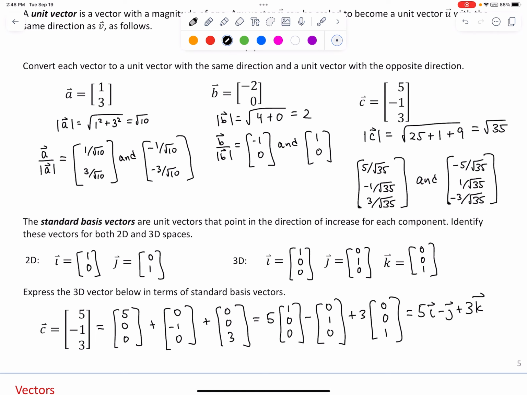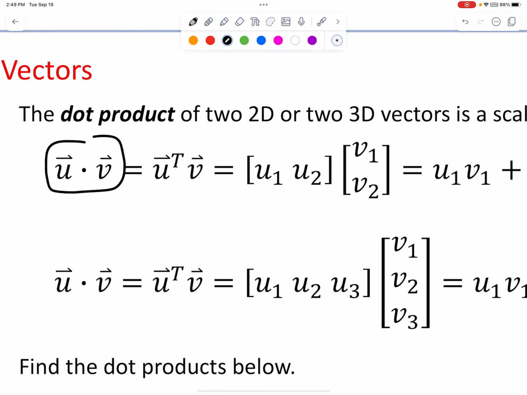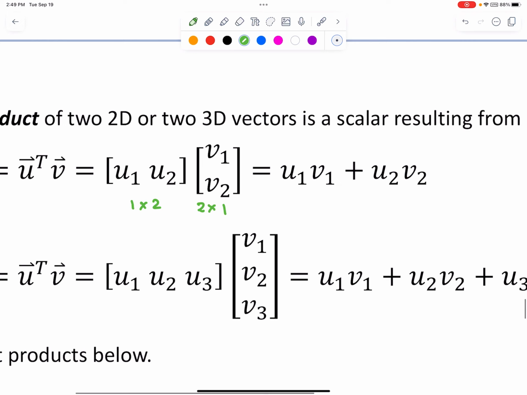Okay, let's go to the next page. The dot product of two 2D or two 3D vectors is a scalar resulting from matrix-matrix multiplication as shown below. So when you see a dot between two vectors, such as this, then we are doing what's called the dot product. One way to think of the dot product is to do the transpose of vector u and then multiply that by vector v. So when we think of this as matrix-matrix multiplication, this is a 1 by 2 matrix multiplying by a 2 by 1 matrix. So this matrix-matrix multiplication is defined, and we should get a 1 by 1 back, which is a scalar. This matrix-matrix multiplication yields the product of the first components plus the product of the second components.